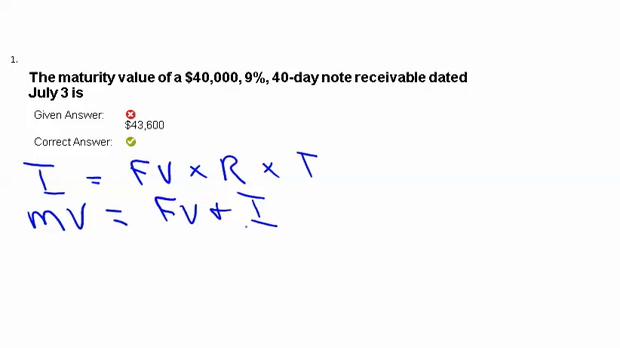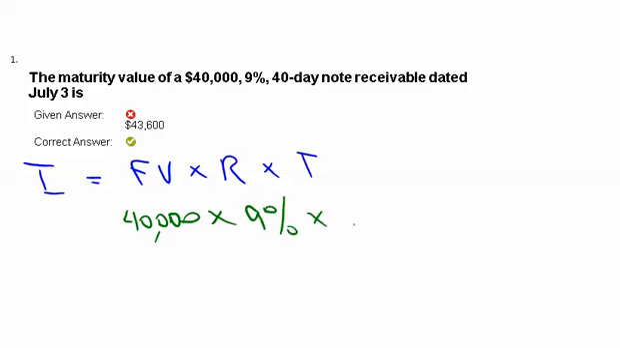The interest we can now substitute. I'll change my color here. We'll go to green. And the face value of this note is, let me erase this for a second, the face value of this note is $40,000. The rate is 9%, and the time is 40 days. And we do that over 360.